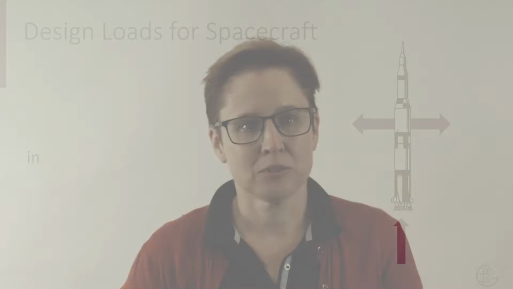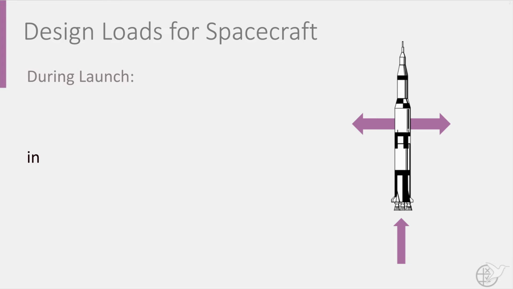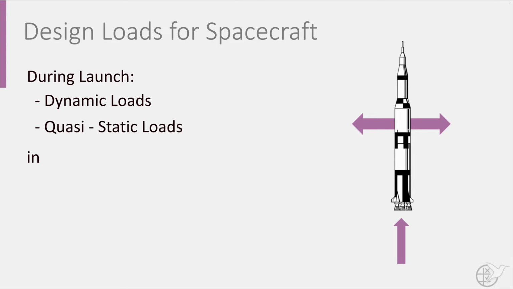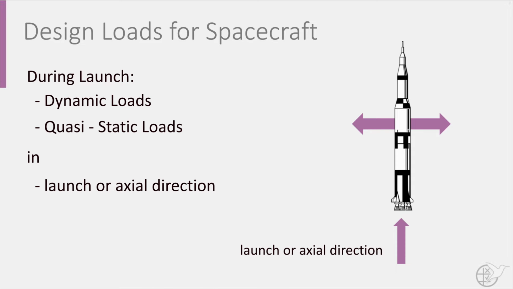When designing spacecraft structures, we must take into account their design loads when we're sizing the structure. There are two main types of design loads that must be taken into account. They are both loads during launch, as that is when the largest loads occur. The two load types are dynamic loads and quasi-static loads. These loads primarily act in two directions: in launch direction, also known as axial direction, and in lateral direction, i.e. perpendicular to the launch direction.